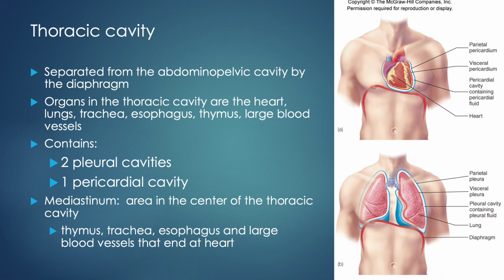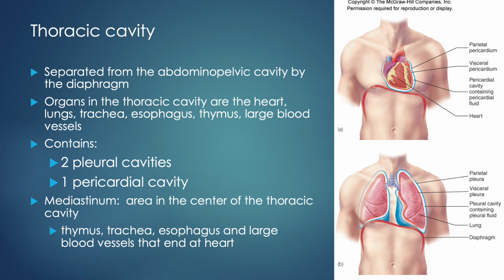And that means we have two pleural cavities because we have two lungs. So there's one cavity for each lung. And then we have one pericardial cavity because we only have one heart, right? And then we also have the mediastinum, which is this area in the center of the thoracic cavity, and it contains a lot of things.